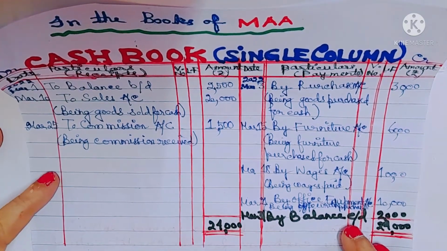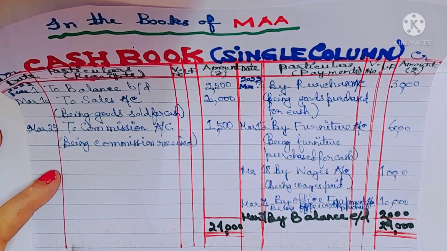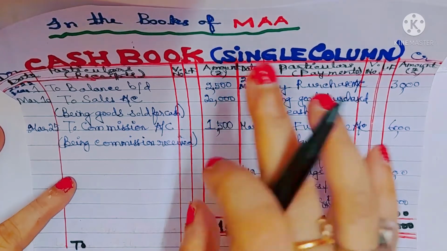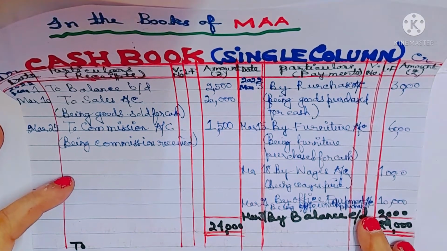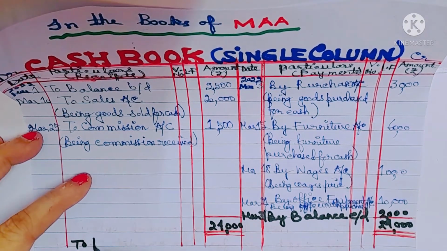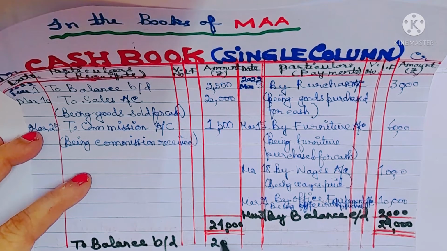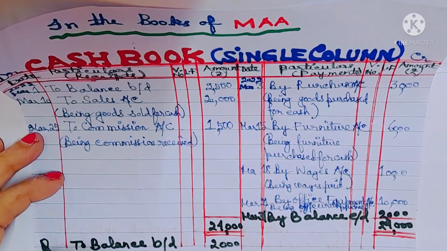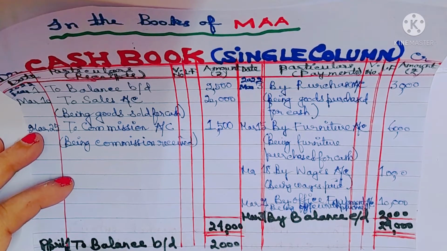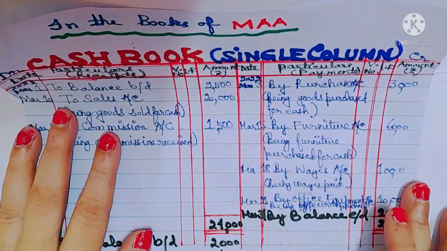Okay. So this closing cash will be brought down on the opposite side beneath the debit total, because Ma has not shut down the business. She will continue the business. So this closing cash will become the opening balance, to balance BD. What is the amount? 2,000. Same amount. April, the very next day. What will be the date? The very next day, 1st April. Okay. Now see, both the columns have been balanced.